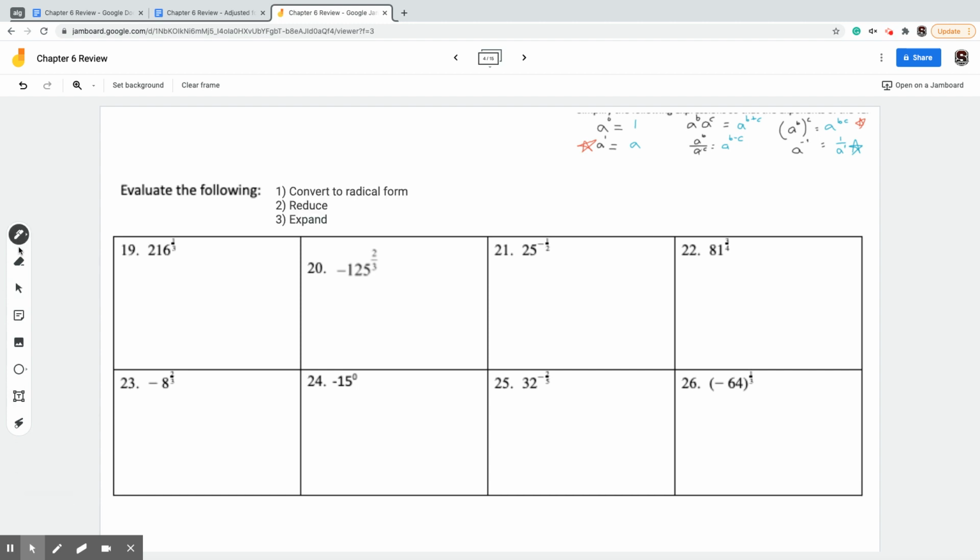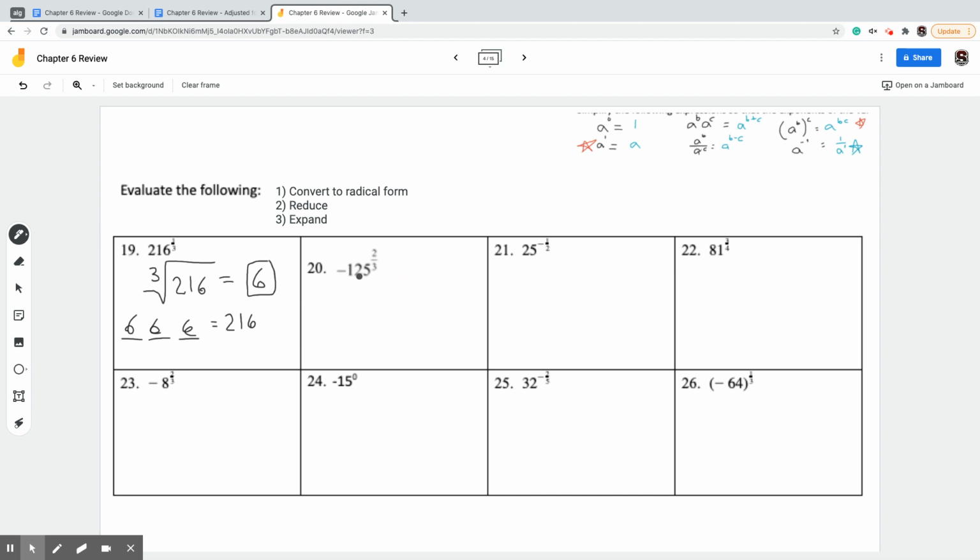So first off, what we need to do is convert this into radical form. Remember, a fraction exponent means it's a radical with a 3 here, 216 here, raised to the first power. I'm going to erase the first power because it's invisible. Then I think to myself, blank times blank times blank equals 216. Since 6 times 6 times 6 equals 216, the answer is 6.